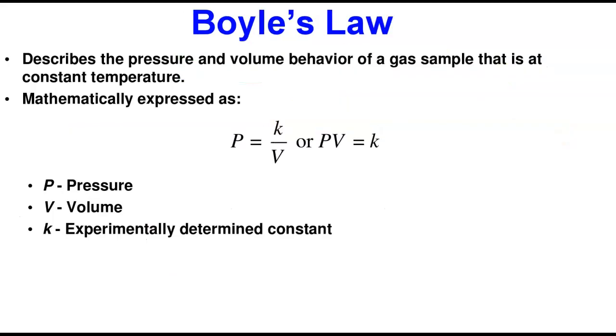And now let us begin to look at the individual laws, Boyle's Law. The first law is called Boyle's Law. Boyle's Law describes the pressure and volume relationship of a gas sample at constant temperature. So what that simply means is that pressure is inversely proportional to volume.